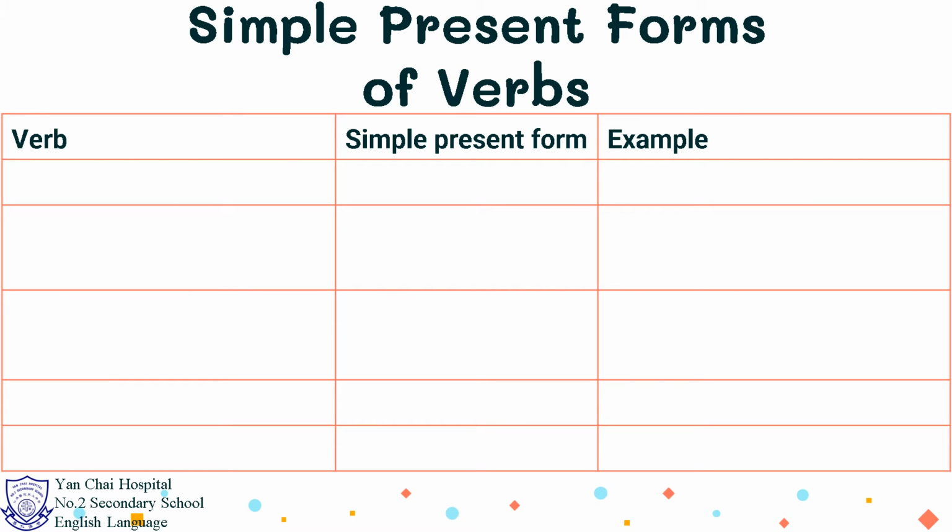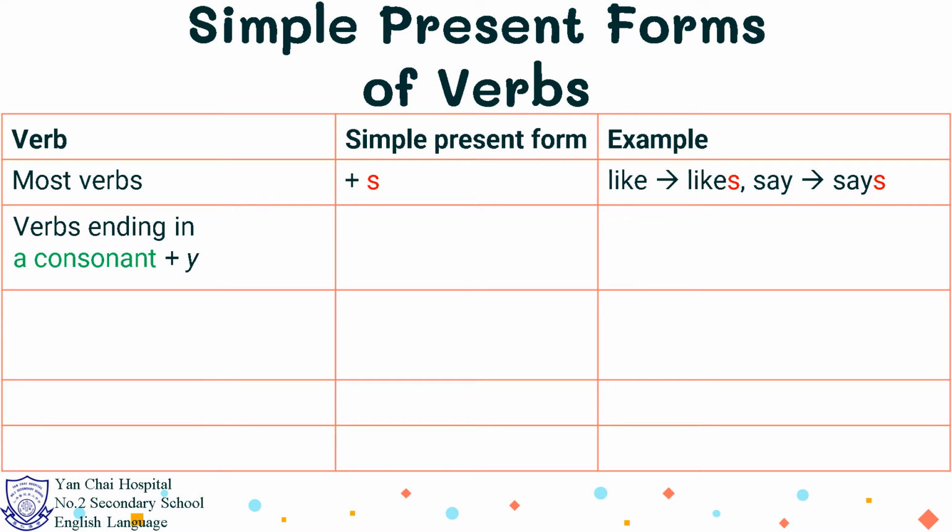Simple present forms of verbs. For most verbs, we add s at the end of the verb. For example, likes, says. For verbs ending in a consonant and a y, we need to delete the y and add ies at the end of the verb. For example, cries, carries.